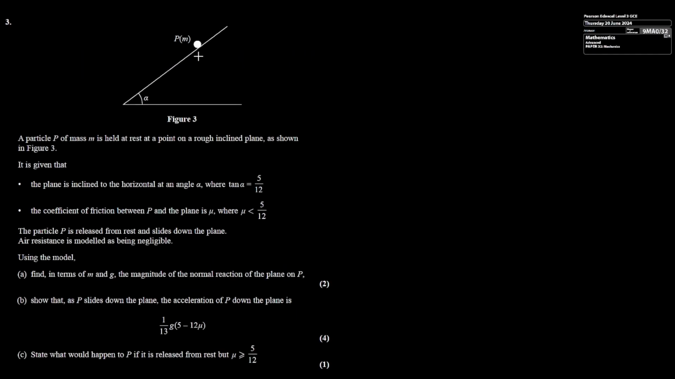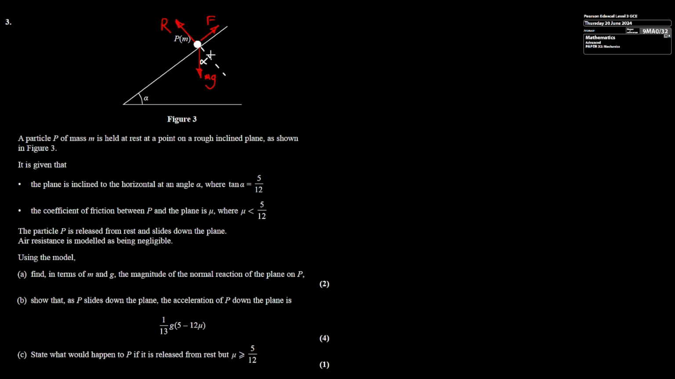Question 3, we've got a particle on a rough inclined plane, and we're given some facts about the coefficient of friction and indeed the angle of the plane. In part A, we've been asked to find, in terms of m and g, the magnitude of the normal reaction force of the plane on P. So as usual, let me add all the forces in. Okay, there are the forces involved, and we have to find R.